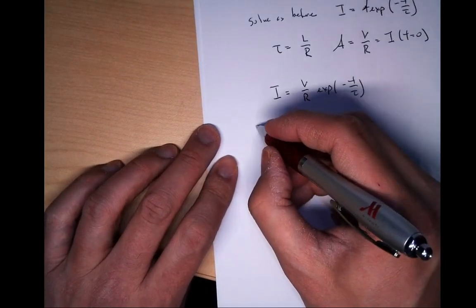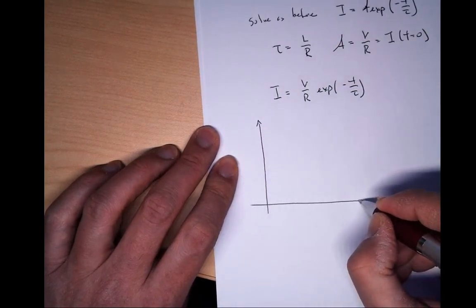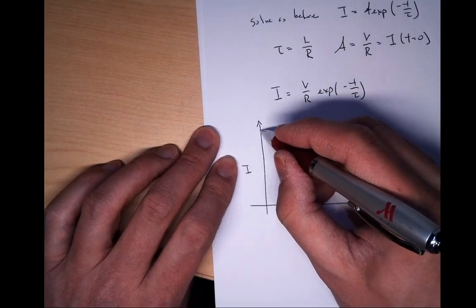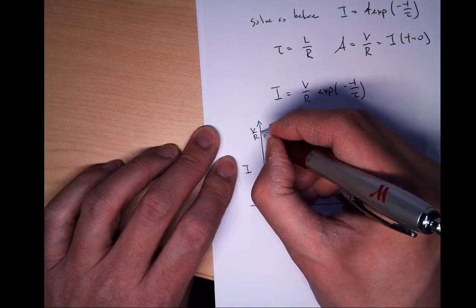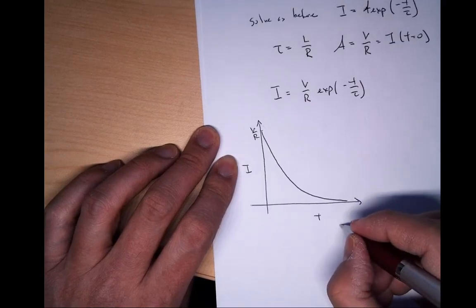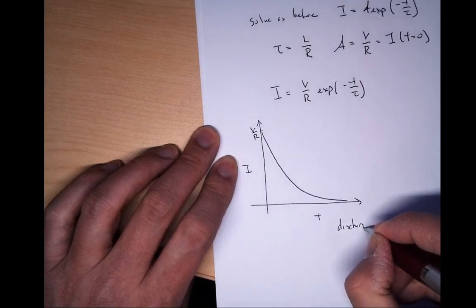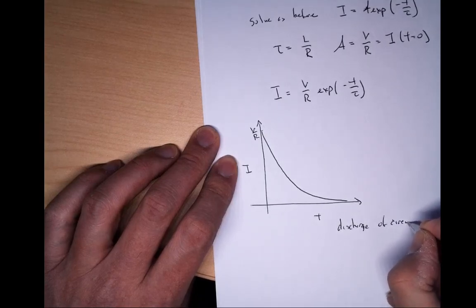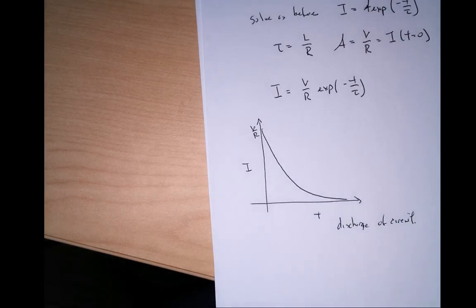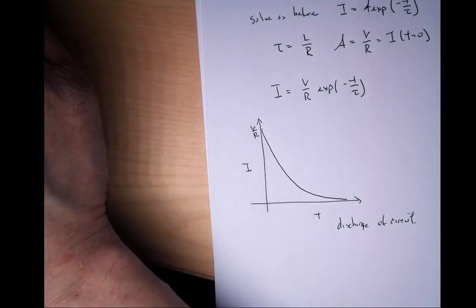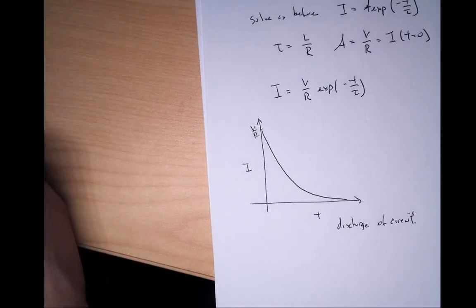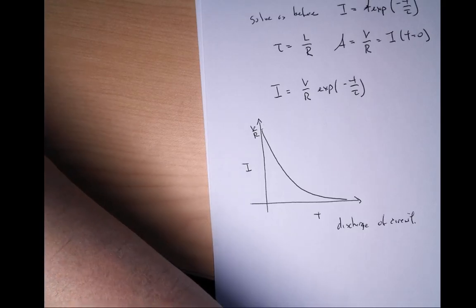And let's plot what that looks like now. Okay, I versus t, and it just basically starts out here at V over R, and it comes falling down rapidly like that. Okay, so this is a discharge of the circuit. Okay, all right, so now we're going to be left with one final thing, all right, which is going to be self-inductance and magnetic energy. All right, so let's go ahead and talk about that.